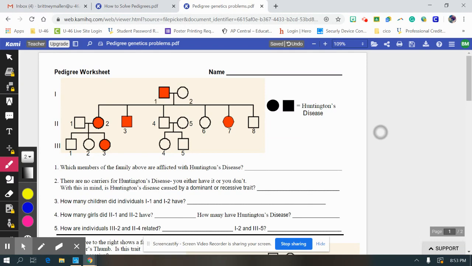When we look at this pedigree, we have an example of the kind of questions you're going to get on your test. So number one, which members of the family above are afflicted with Huntington's disease? All of these individuals are numbered for you, so that's what you need to reference along with the generation number to tell me the individuals. The way we do that is by listing them in that order. So we know red means that they're affected with Huntington's disease.